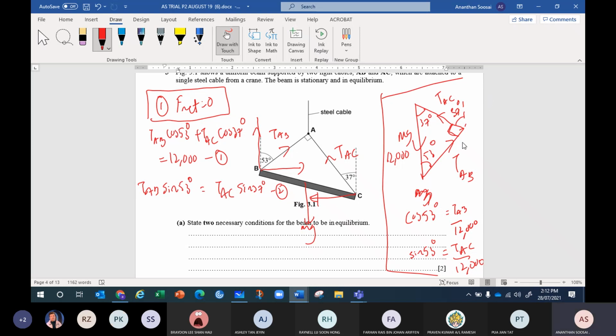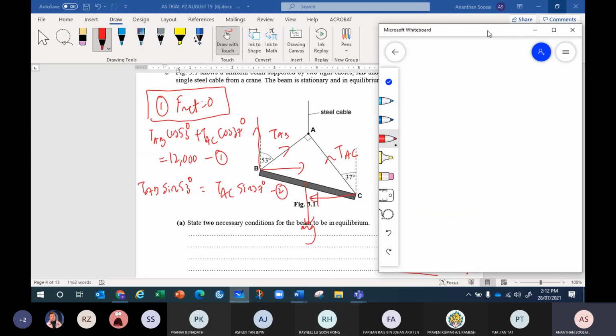Any questions you don't understand? Yeah, sir. Could you please explain the vector triangle again? Vector triangle. How to plot them? Yeah. Okay.